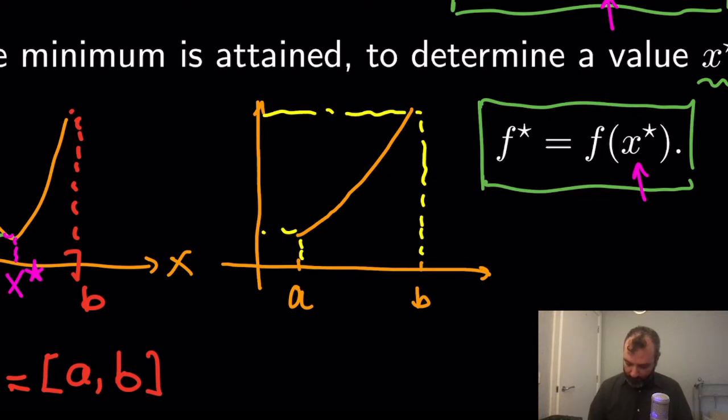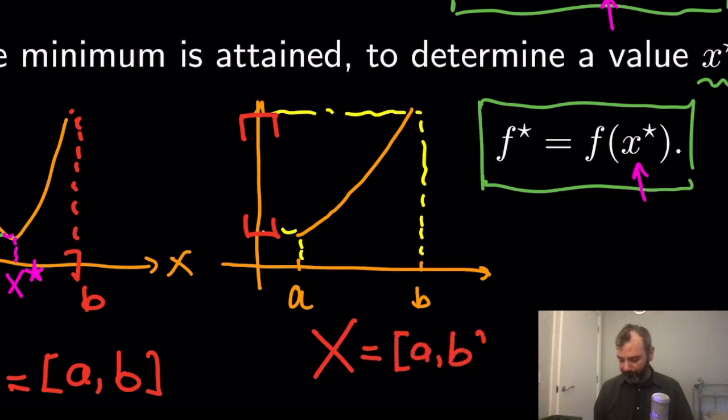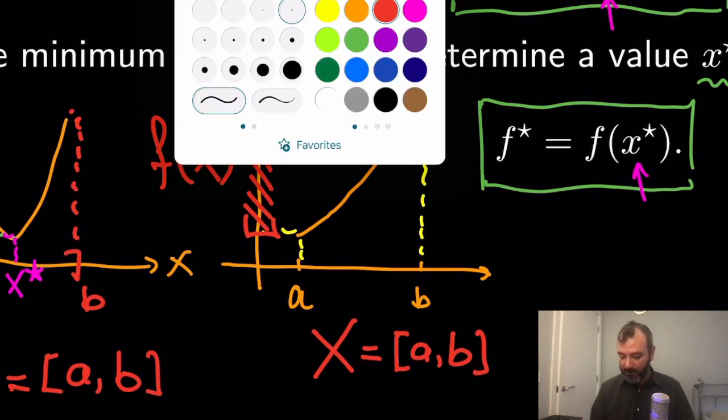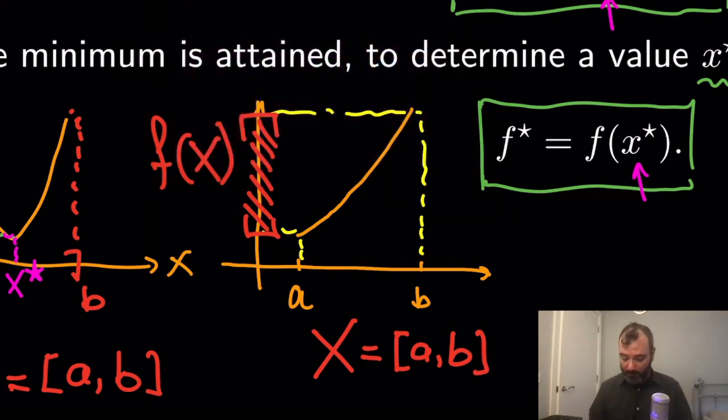So now this is f of x. X again is from A to B. This is f of big X. It's a closed set again. I'll give you an example later where the set is not closed. So now it is a closed set. It contains its limits, so to speak.